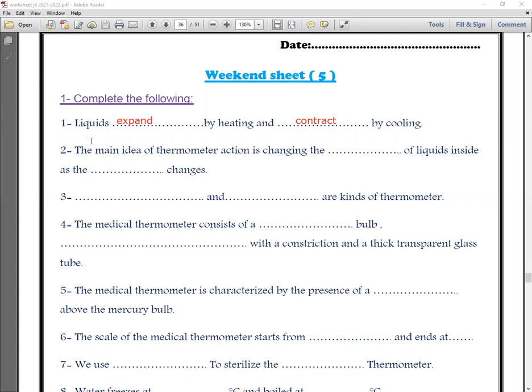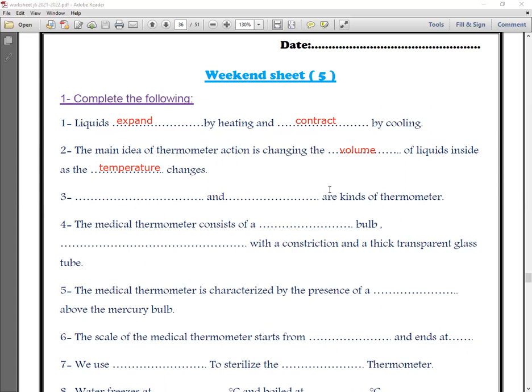Number 2, the main idea of thermometer action is changing the volume of liquids inside as the temperature changes. The main idea of making a thermometer is changing the volume of liquid by changing the temperature. So the volume of liquid changes by changing the temperature.